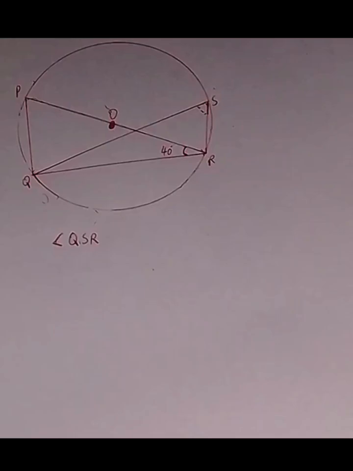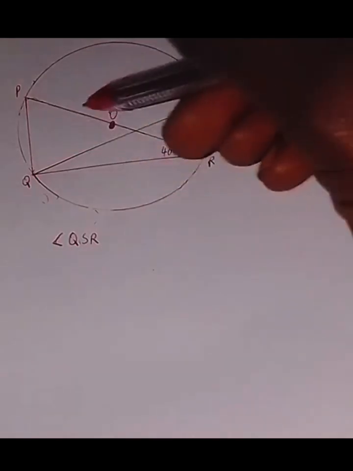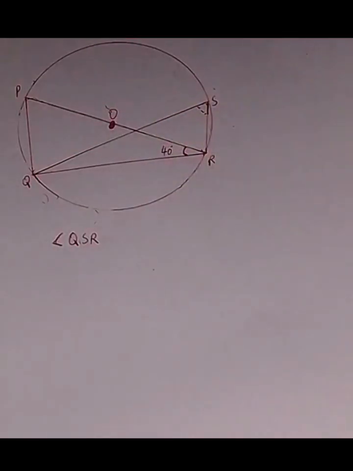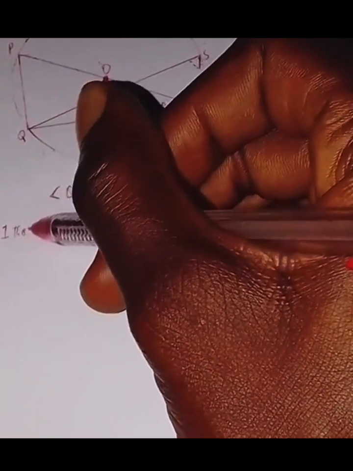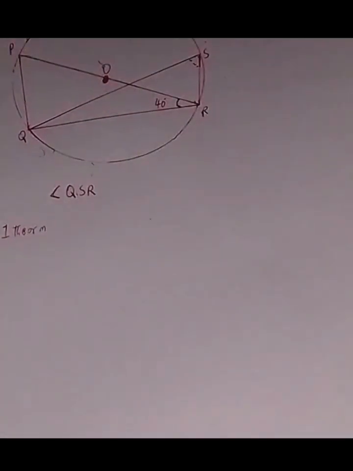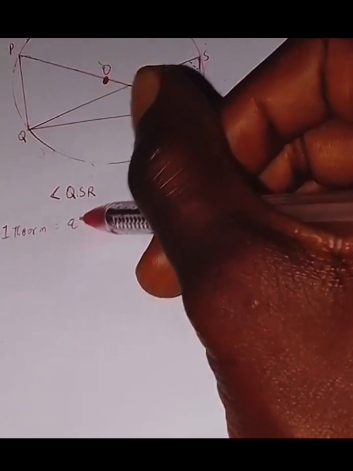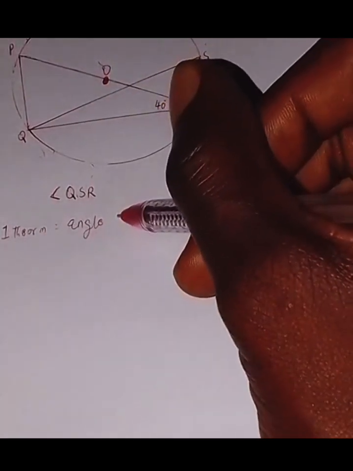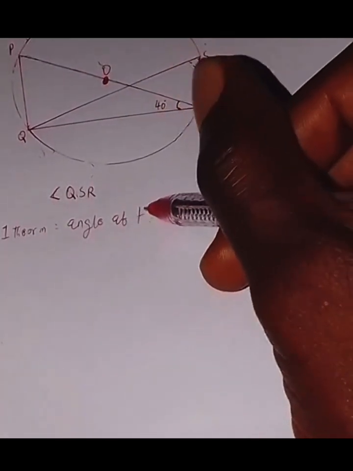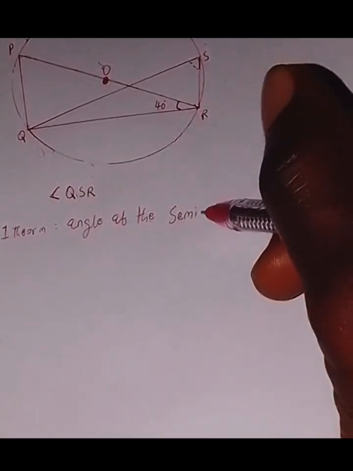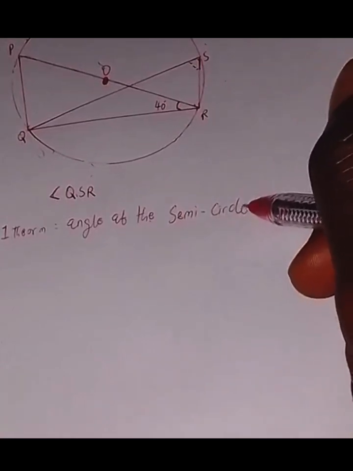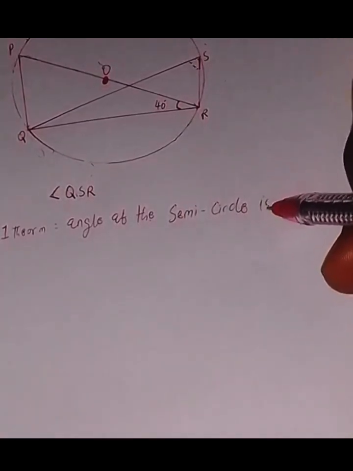The first one says the angle in a semicircle is 90 degrees, and the second says angles in the same segment are equal. So the first theorem says the angle subtended at the semicircle is 90 degrees.